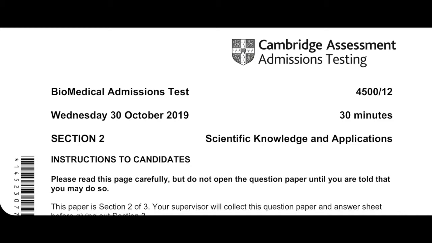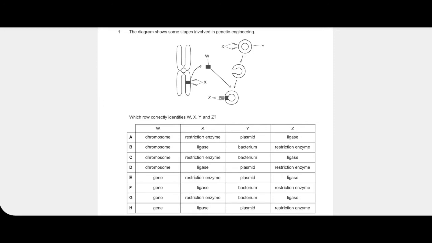Now without further ado, let's start answering the questions. Question 1. The diagram shows some stages involved in genetic engineering. Which row correctly identifies W, X, Y, and Z?